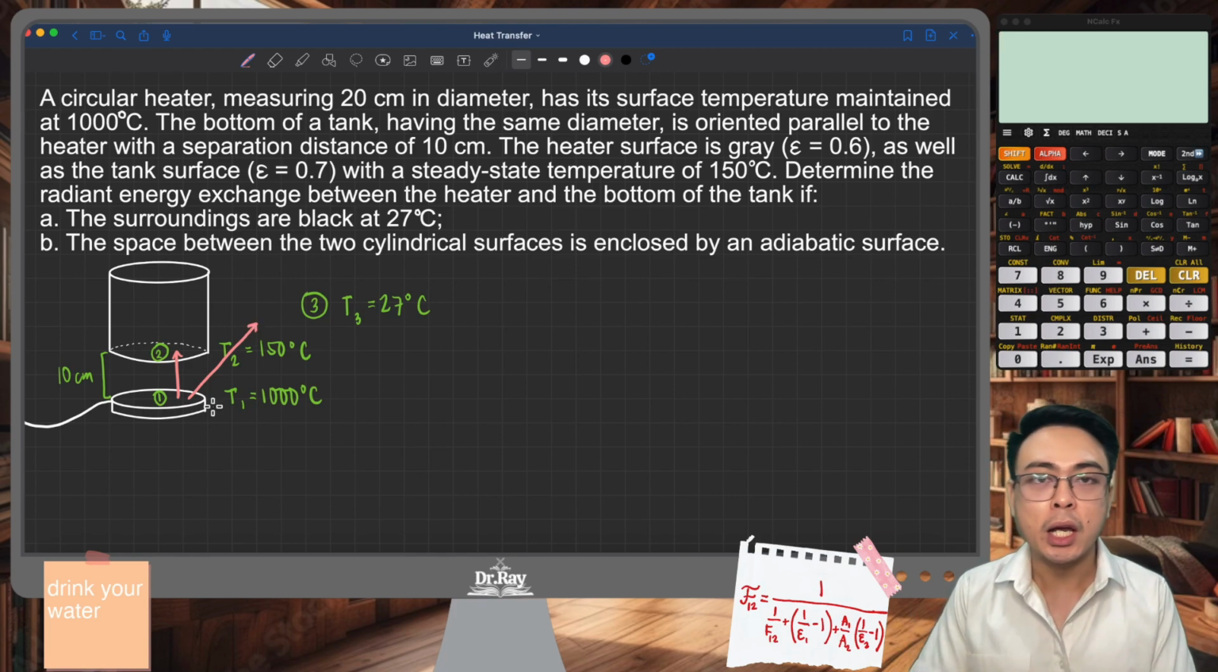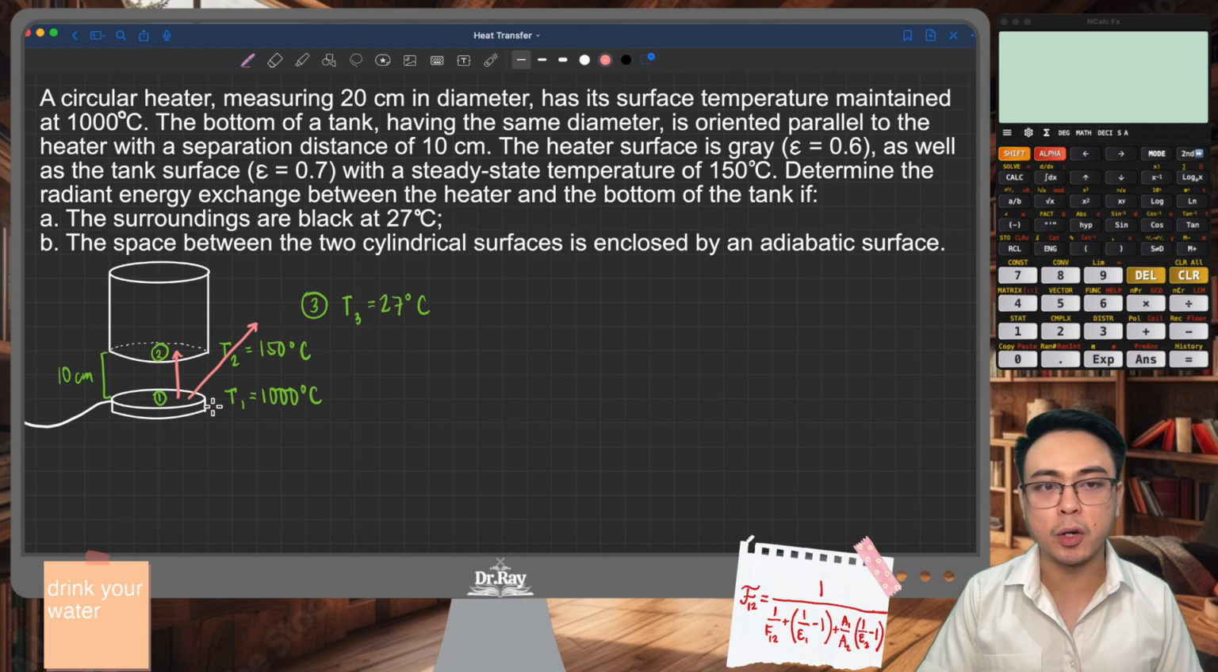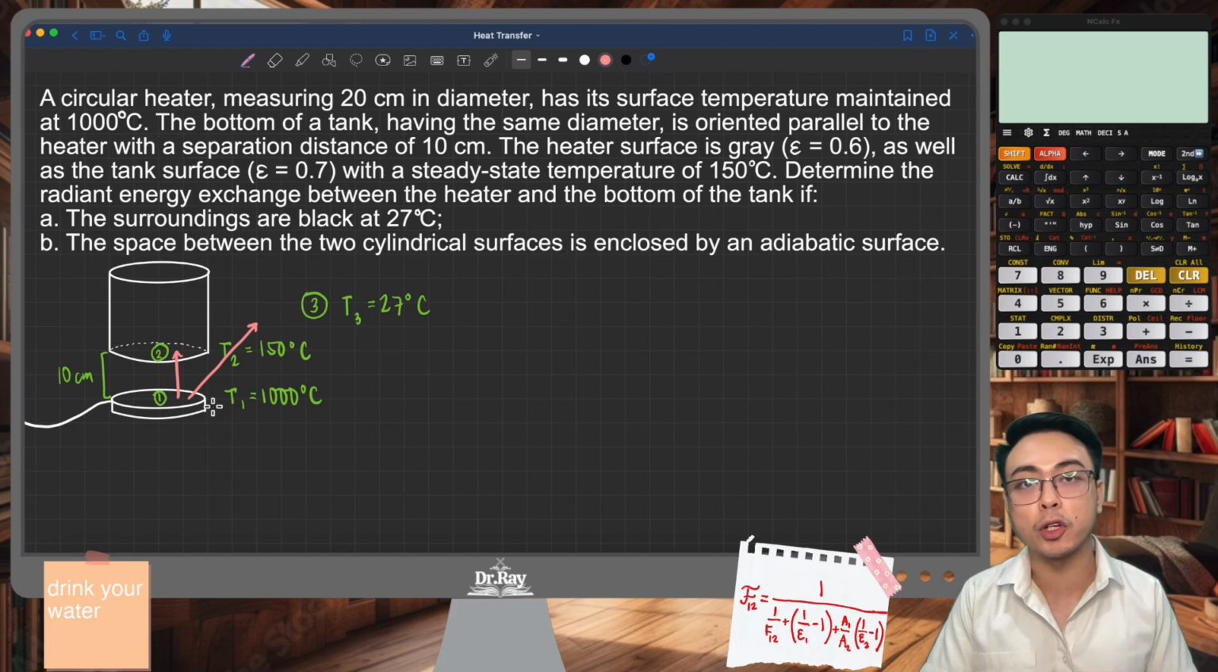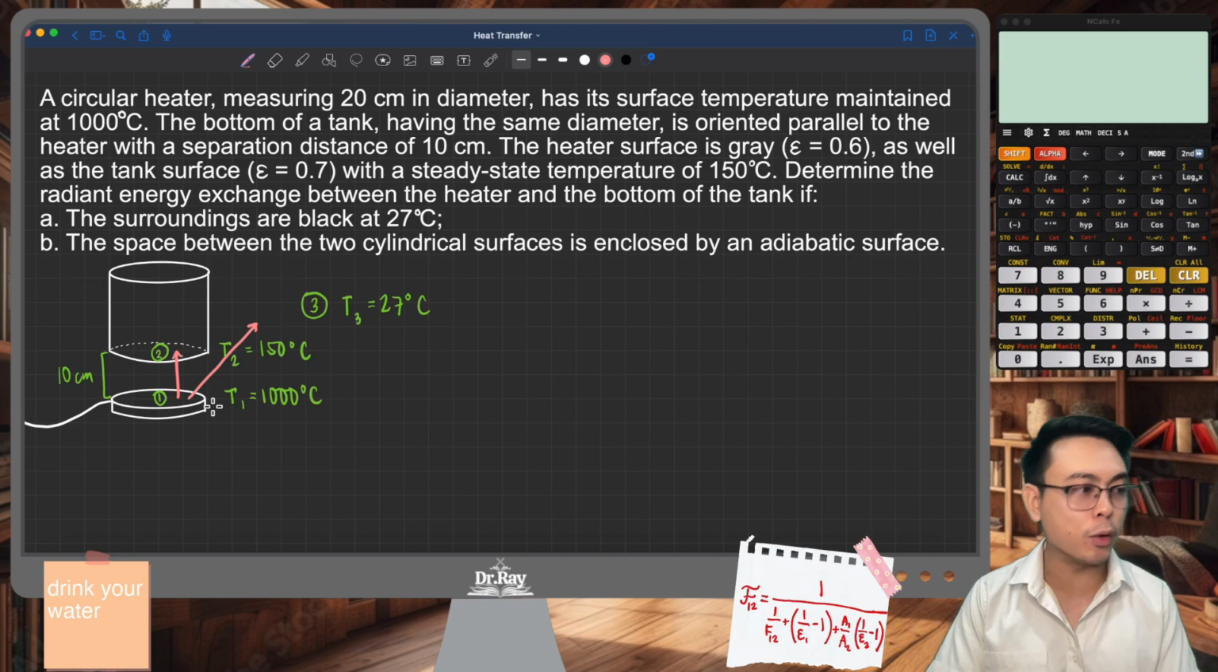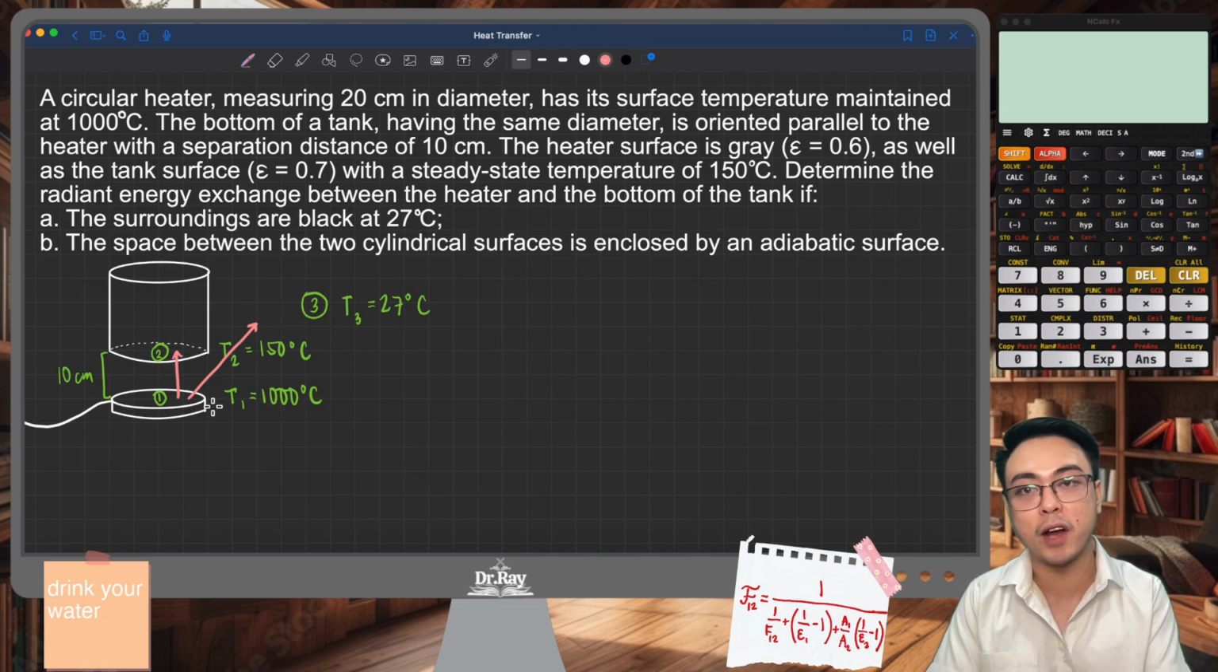hitting surface 2. That's a very important distinction to make, because that is what we're going to use to understand what view factors are, or how we make use of the values of view factor, or how we interpret view factors in general.